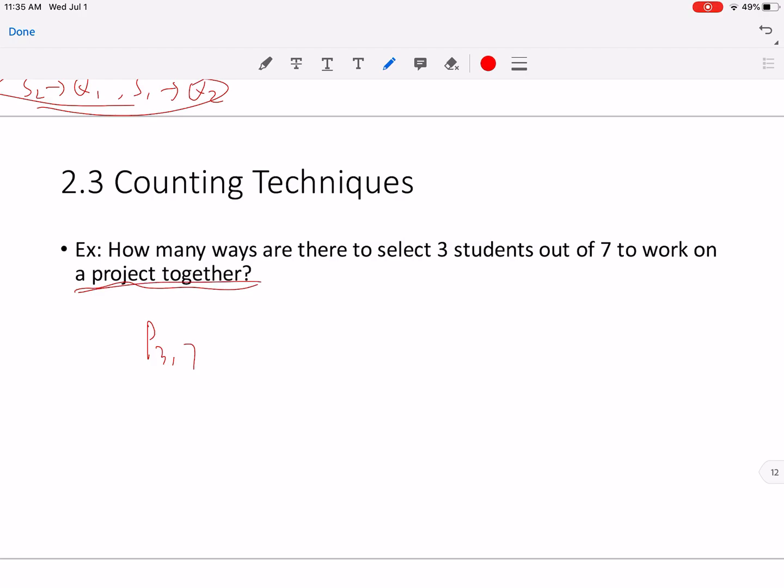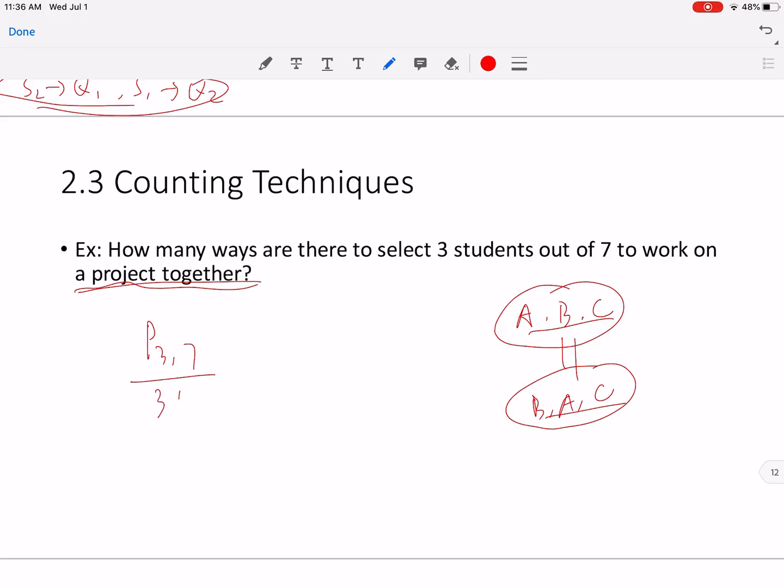Now my question is, does the order matter over here? So if I have a project over here, the circle represents the project, and I select the students A, B, C. So that means A, B, C work on the project. And if I draw another circle, that means B, A, C. Are they different? No, they are equivalent in this case because both of them represent the students A, B, and C working on the project. The order doesn't matter, right? But the permutation here contains those kinds of differences. The permutation contains different orders here. So if we want to balance that, we want to divide by 3 factorial.